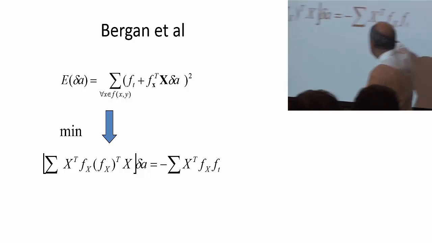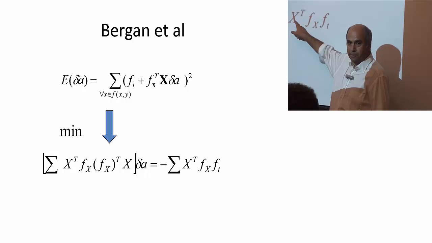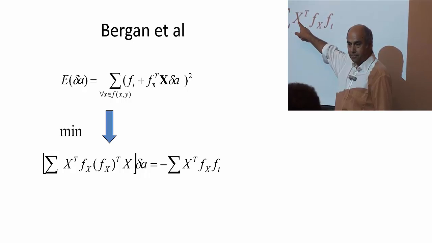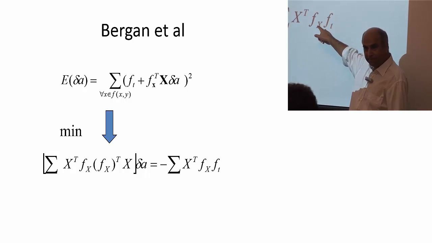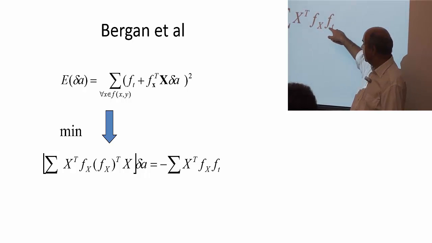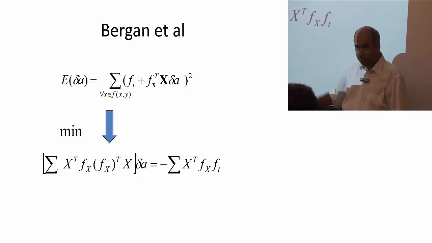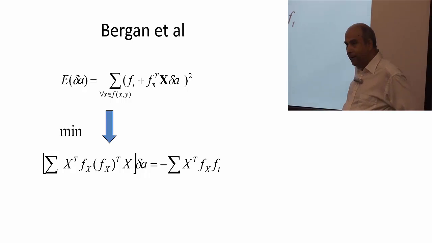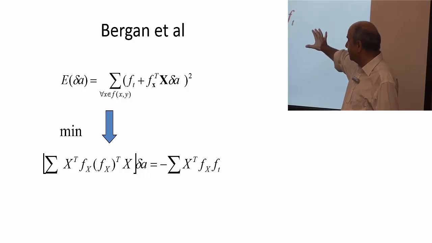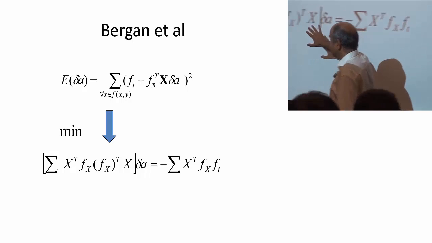How about this one? 2 by 6. This one? Just 1 by 1. So what's the dimension of this? 6 by 1. So 6 by 1, 6 by 1, 6 by 6.